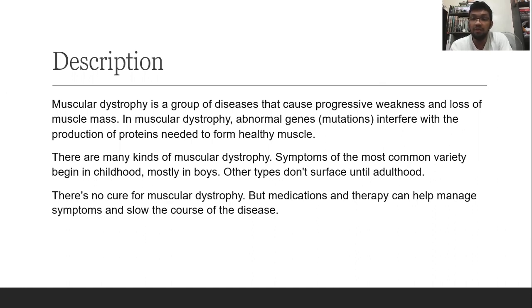Symptoms of the most common variety begin in childhood, and they are more common in boys, in males this time. Other types don't surface until adulthood. There is no cure for muscular dystrophy, but medications and therapy can help manage symptoms and slow the course of the disease. So take note, there's no cure for this since this one is progressive.